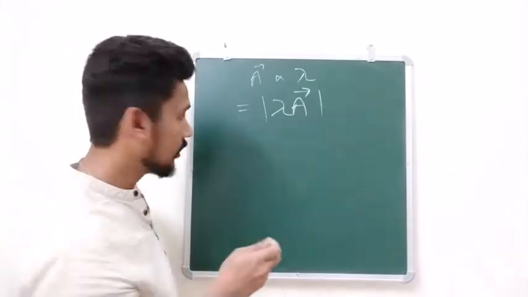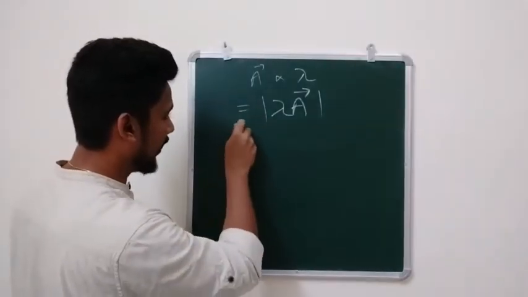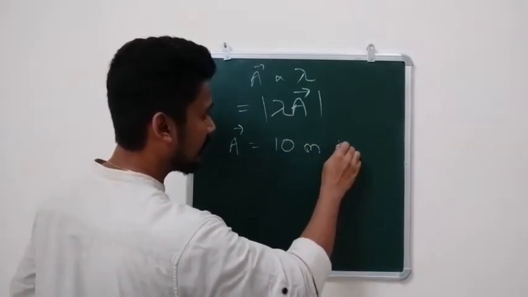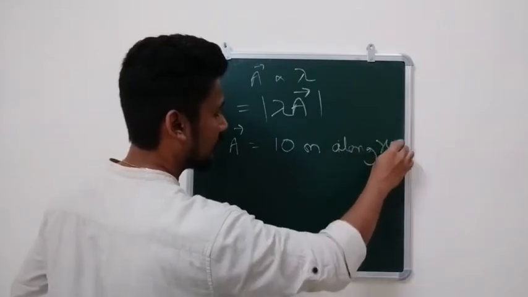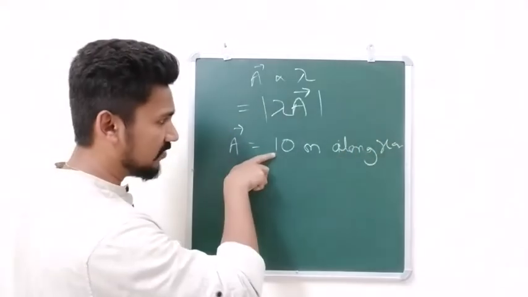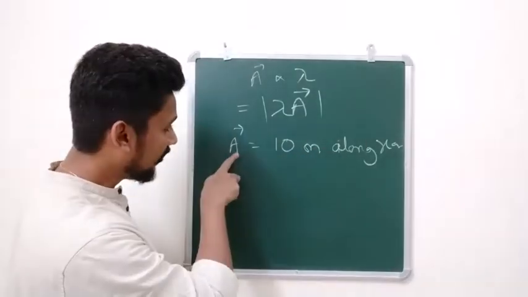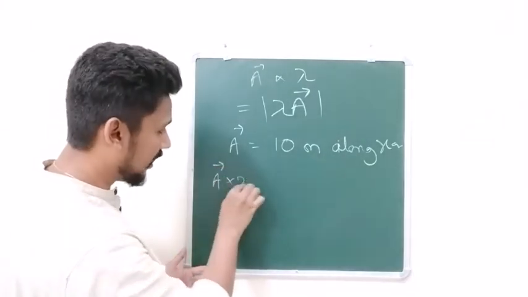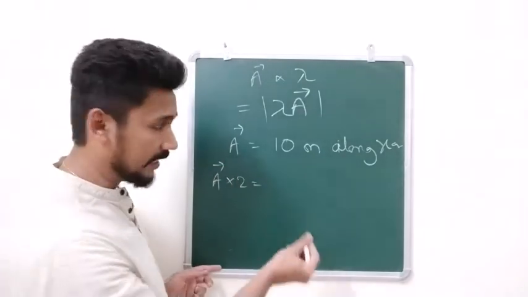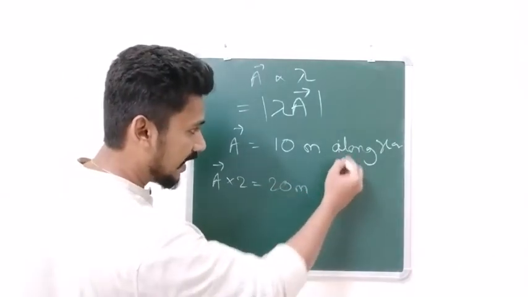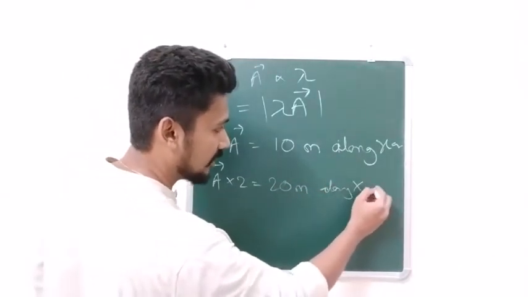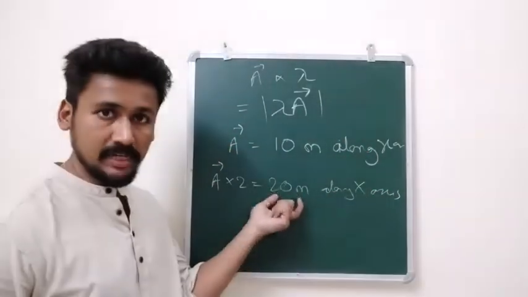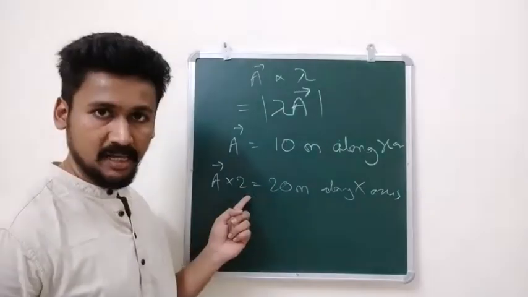Okay, so let us say we have some vector A which is equal to, we'll take a simple case, 10 meters along the x-axis. Okay, so we are having one vector A that has a length of 10 meters along the x-axis. If we multiply this A by a factor of 2, so vector A multiplied by 2, what will happen is we will get a new vector that will be 20 meters and once again along the x-axis. Getting it? Direction will remain the same but magnitude will change. That will be a product of the multiplying factor.